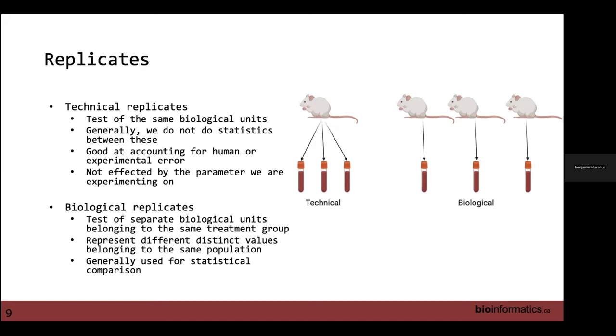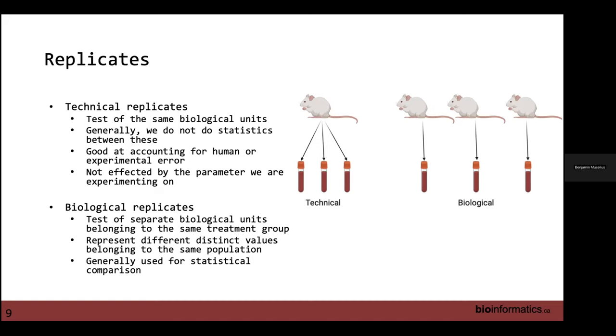Technical replicates are basically repeated sampling of the same thing, right? Say I have a mouse liver that I'm working with, or a liver pathogen. If I take one mouse and sample the liver 3 times, those are technical replicates. Generally, the idea is you're sampling a biological unit multiple times, versus biological replicates, where you're sampling separate biological units. So in this case, multiple mice.